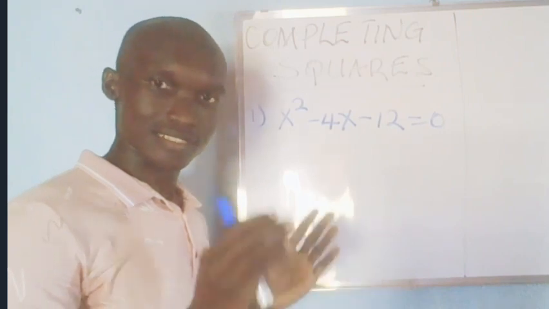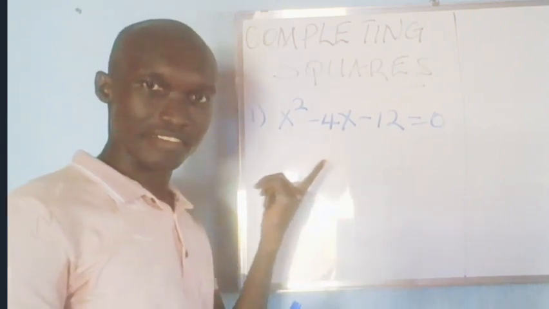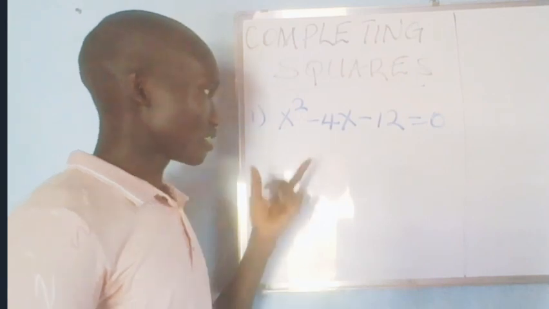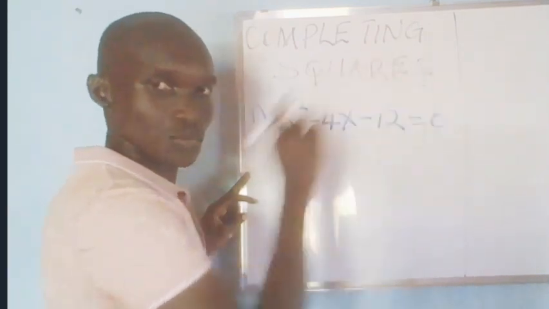I'll break it into small bits so that you can really understand this one, because a lot of students are facing problems here. So this is what I mean. Let's do the first thing. We take 12 to the other side.